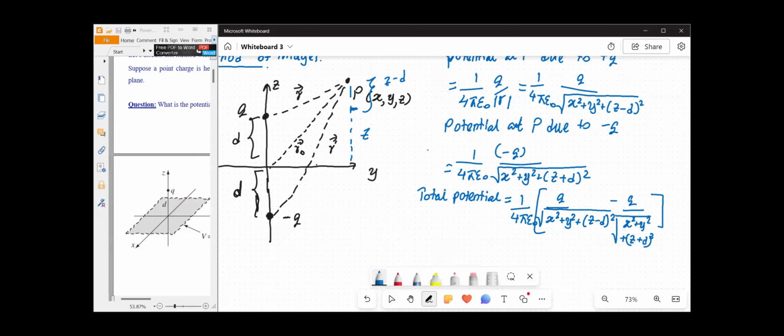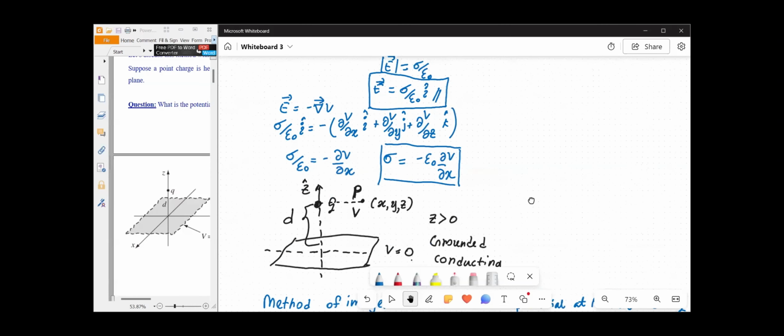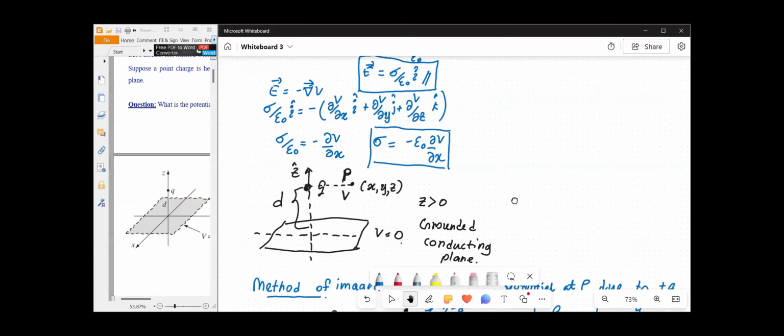So this is the total potential due to this plus q, which we had initially. Then I introduced this negative q. So the potential at this point P, because of this q and negative q, is the total potential. And from our previous discussion, we obtained the relationships between the electric field and the charge density and also the electric potential if I have a conducting plane.